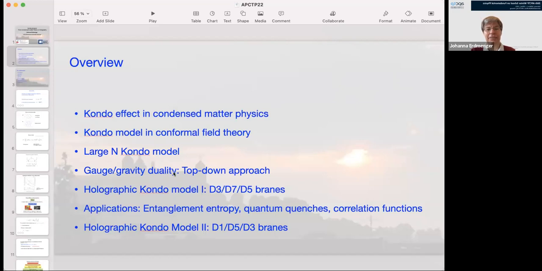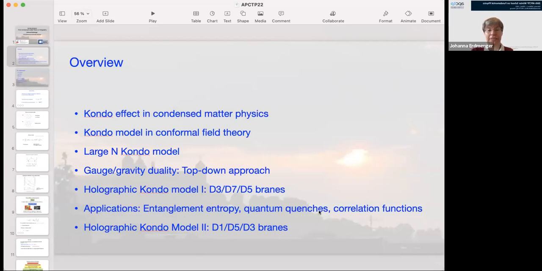And then I'll introduce a particular holographic Kondo model, which is based on a combination of D3, D7, and D5 branes. This was established already some time ago, in 2013, with my collaborators. And I'll show you how to use this to calculate interesting quantities in physics, like entanglement entropy, time dependence in quantum quenches, and also correlation functions.